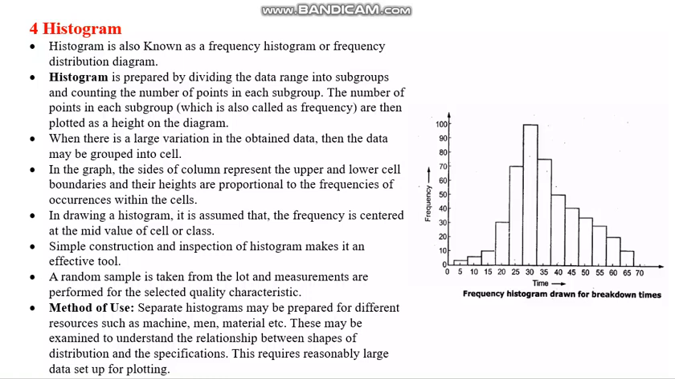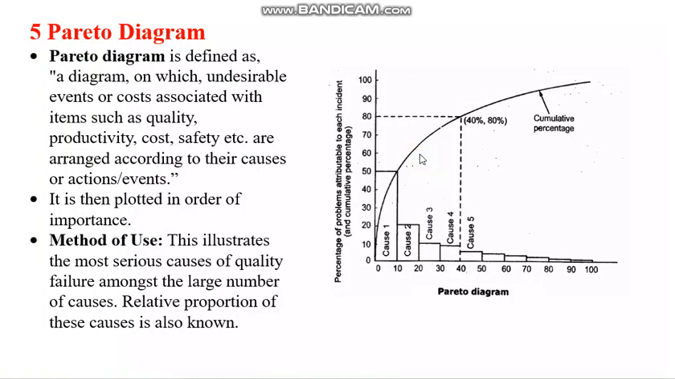This requires a reasonably large data set for plotting. Like the scatter diagram, where we say there should be more than 40 or so data points per data set, then only you can use it. Similarly, a histogram also requires a large data set.